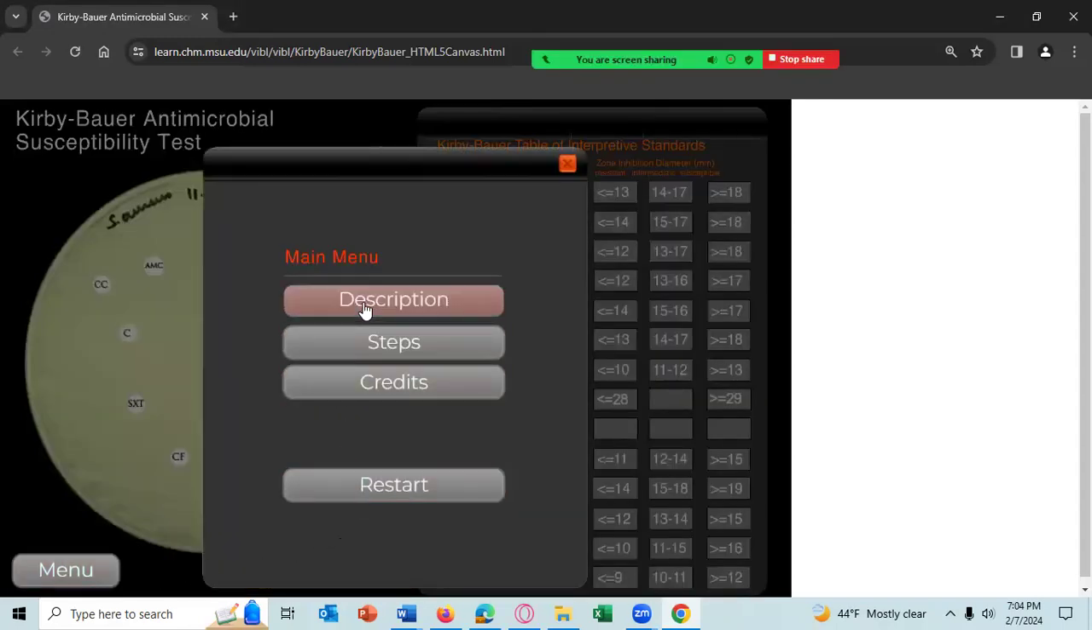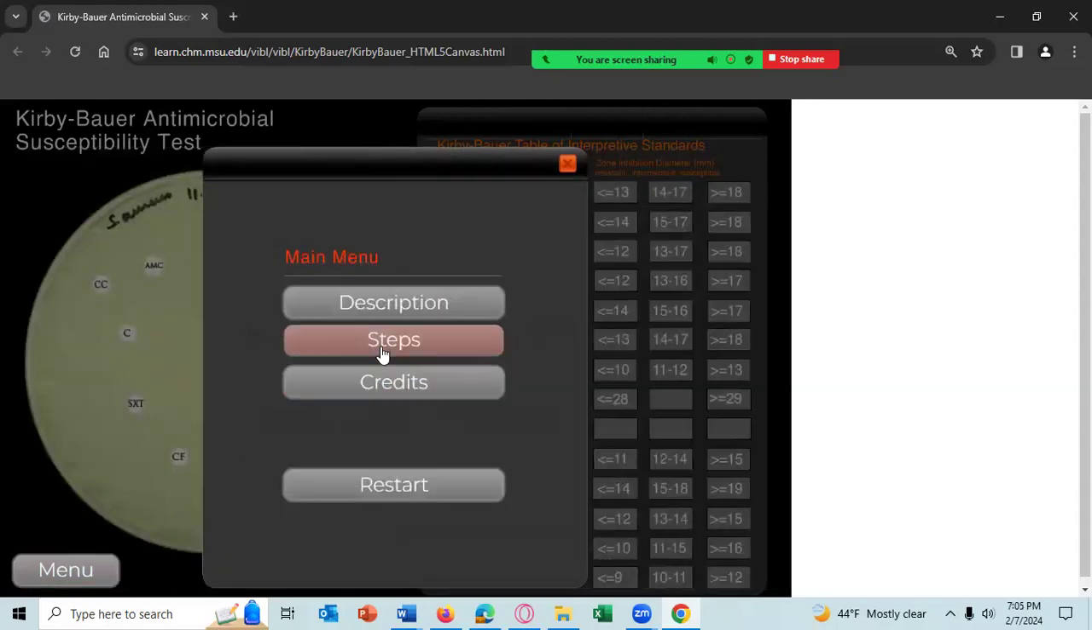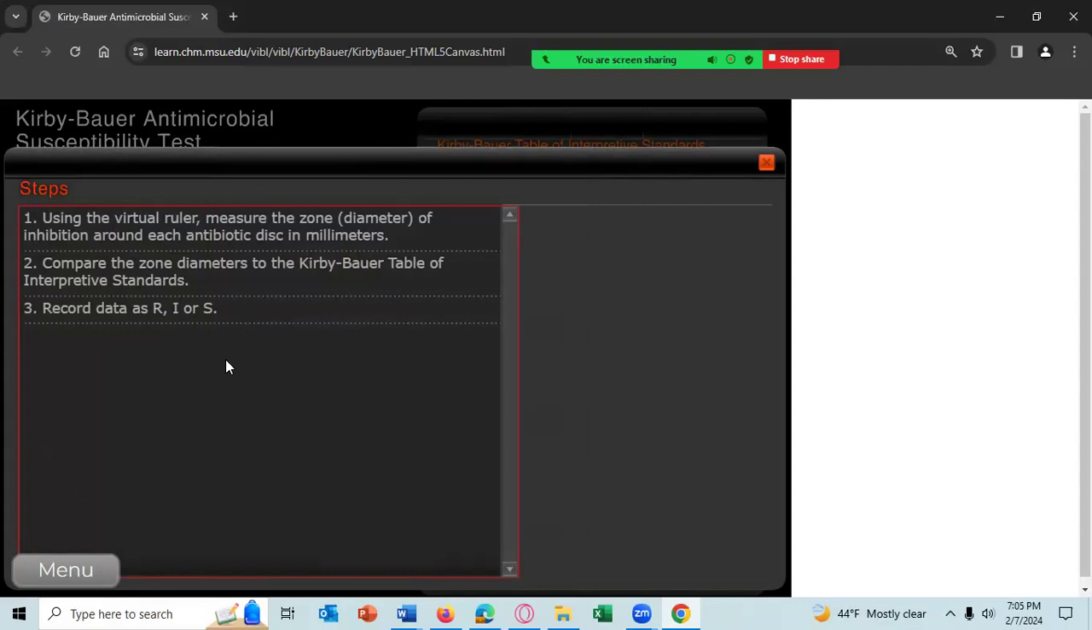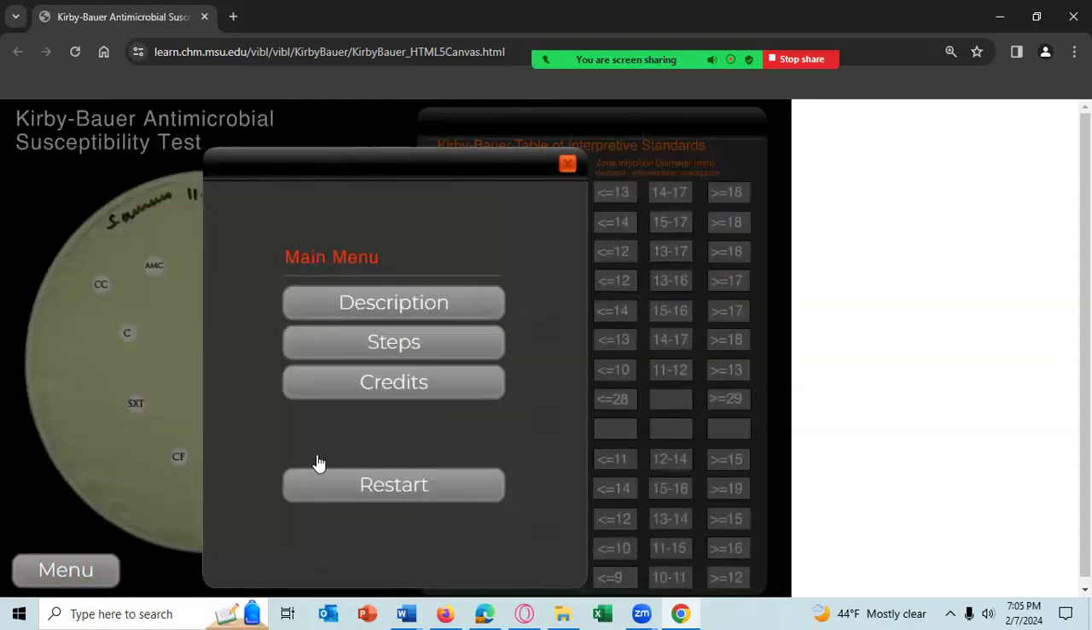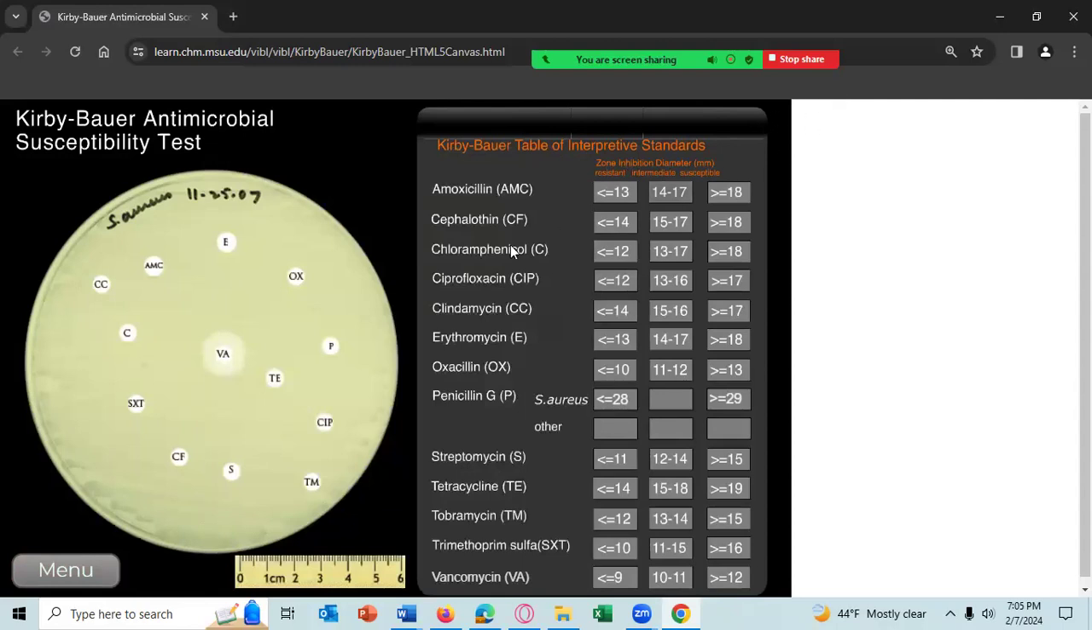You don't need to look at the description, but you can. And you don't need to do the steps, but you can. And you don't need to look at the credits. Anyways, that's how to do the virtual lab. You'll need to do the virtual lab to get some of the answers in your worksheet for this lab. Oh, I guess I'll leave that there just in case.